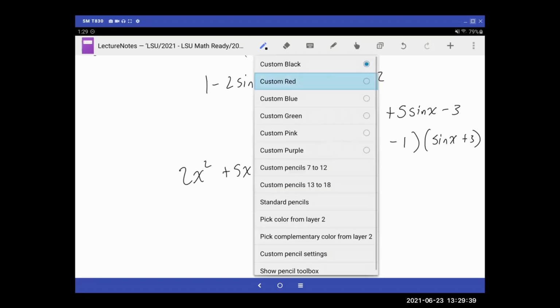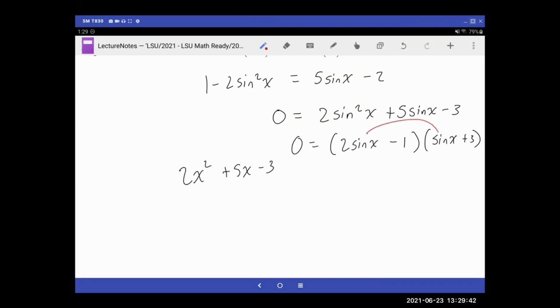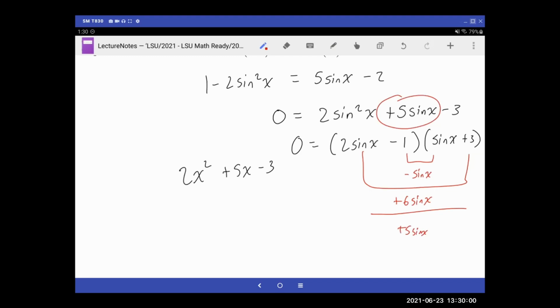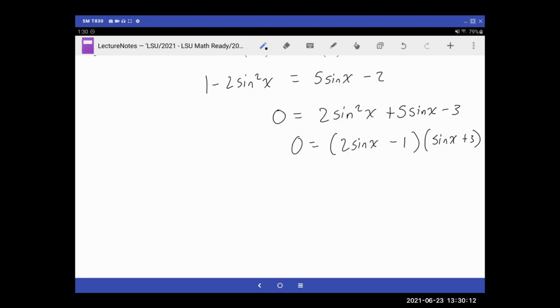Do a quick check to make sure I'm right here. I know that'll multiply to be 2 sine squared. I know that'll multiply to be -3. There's negative sine x. That's positive 6 sine x. If I added those together, I get 5 sine x positive, which is what I have here. Okay, so it works out. I factored it correctly. Let's set them equal to 0.